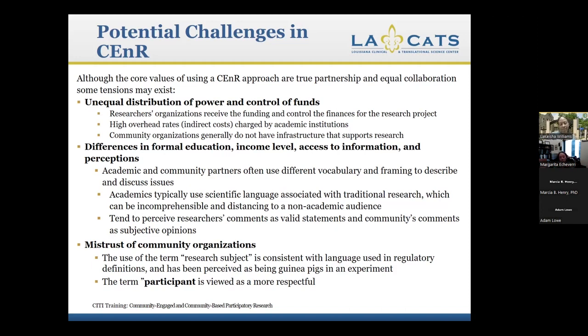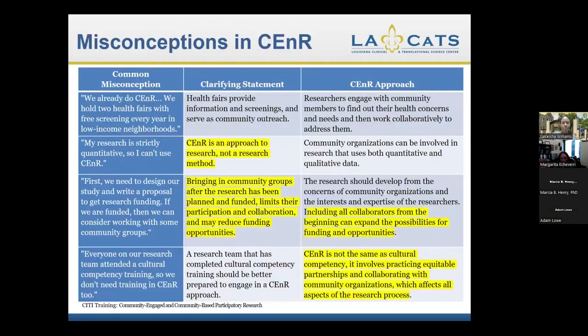And so we have listed here, when we look previously in terms of why research subject is no longer utilized in the language as it relates to research, that's because of what it historically was related to. And so that's why more lately the term participant is viewed as a more respectful term. And so just really being able to build that trust with the community and having that understanding.